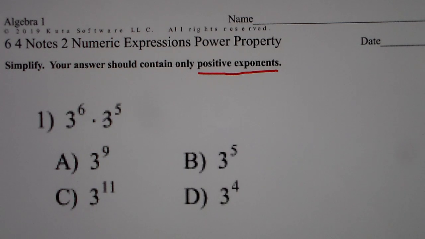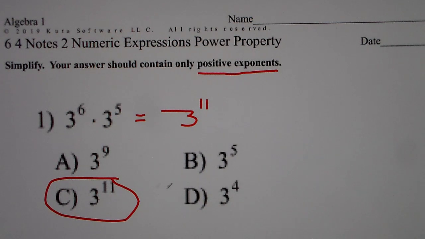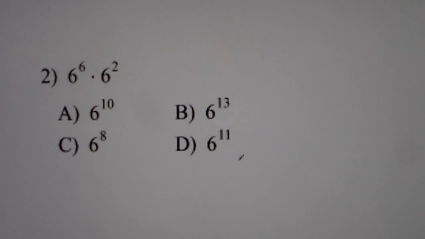So you have 3 to the 6th times 3 to the 5th. They both got a base of 3. So we write that 3, 6 plus 5 gets us 11. So we have 3 to the 11th. So number 1 is C. Let's look at number 2.